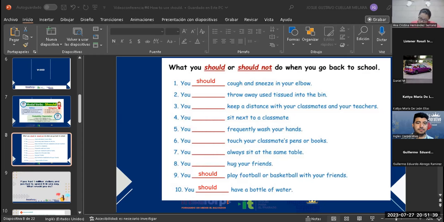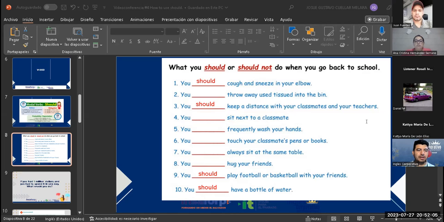The number three? Yeah. You shouldn't keep a distance with your classmate. Yeah. You should, right? You should keep a distance with your classmate and your teacher. Mantener la distancia. Remember that when we came back to work presencial, and we were using masks, distance was very important. Thank you. Okay, we go with Gustavo and then John.